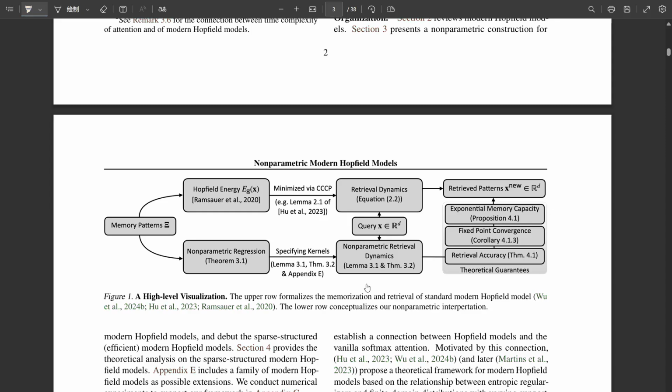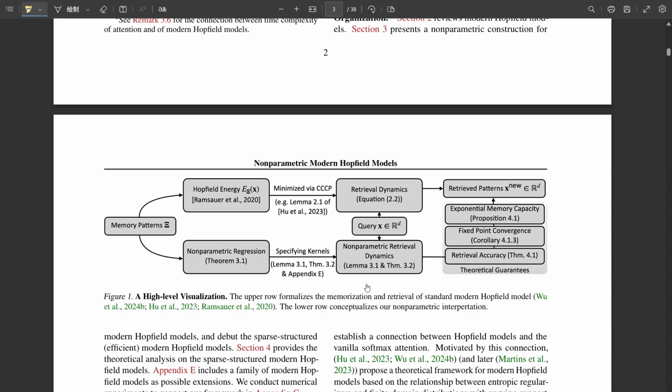Exactly. And you want to learn a function, let's call it T, such that if you give it a query x, which might be a noisy version of a memory or something just similar, it maps that query towards the closest actual stored memory. And this paper says, okay, let's use principles from machine learning to directly learn that mapping function T. Is that the core idea? That's precisely it. They frame this learning task using concepts from support vector regression, or SVR.